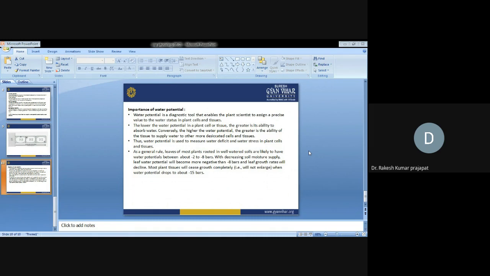As a general rule, leaves of most plant tissue are likely to have water potential from about -2 to -2. With decreasing soil moisture supply, leaf water potential becomes more negative than before, and leaf growth rapidly declines. So this is the concept of water potential. Thank you.